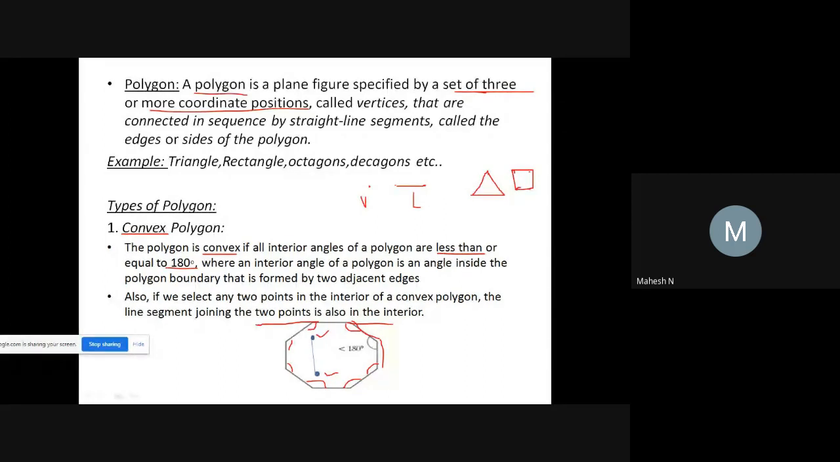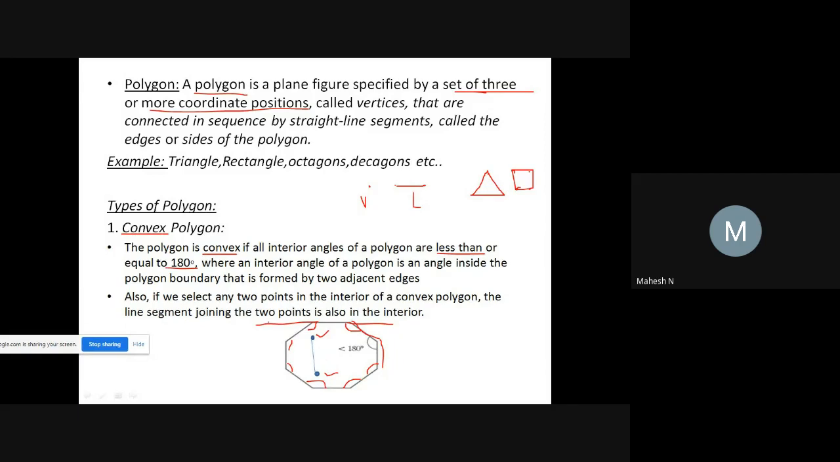Whenever I extend any side of the polygon, I should find that all other vertices of the polygon are on one side of it. Once I have extended this side, I can find that all other vertices are towards one end of the extended line. It may be this side or this side, but it should be towards one end of the extended line.